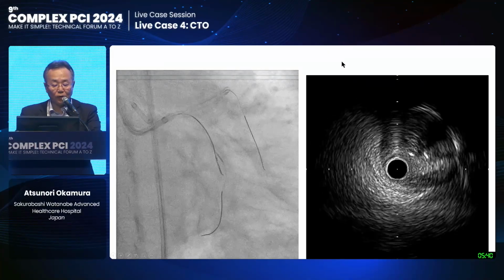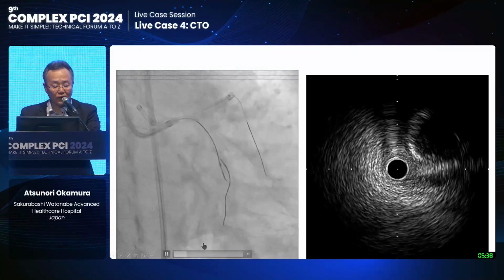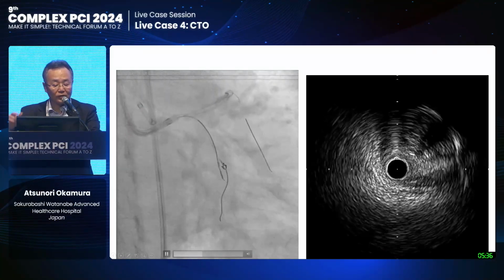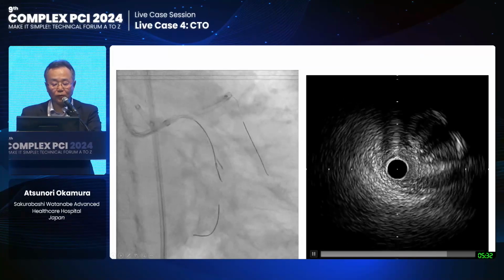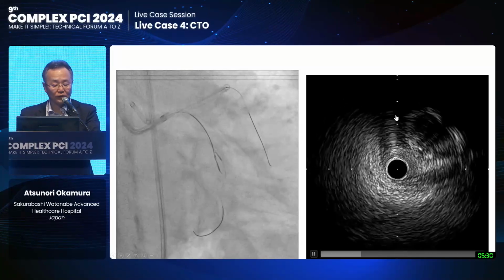Then we advanced the microcatheter to check the black sign like that. Then we changed the guide wire to the soft wire. The guide wire was advanced into the distal part. We used a Conquest ST wire to penetrate. Then we changed the wire to the soft wire.